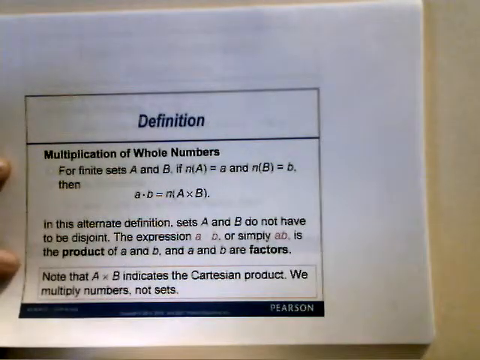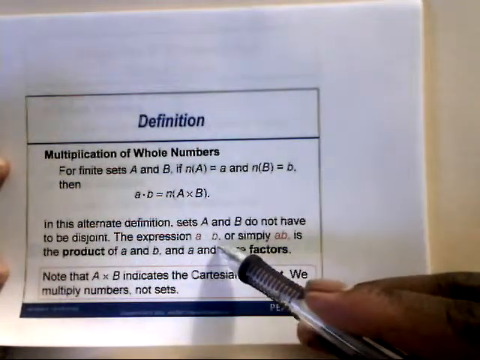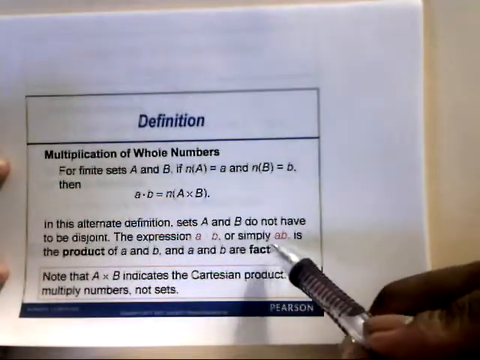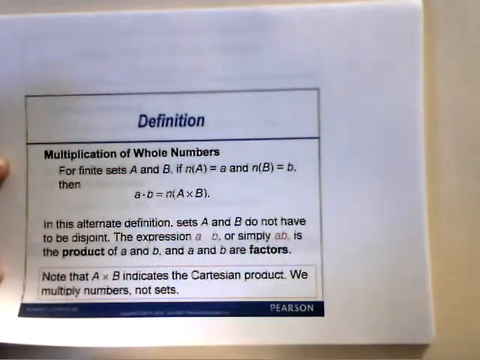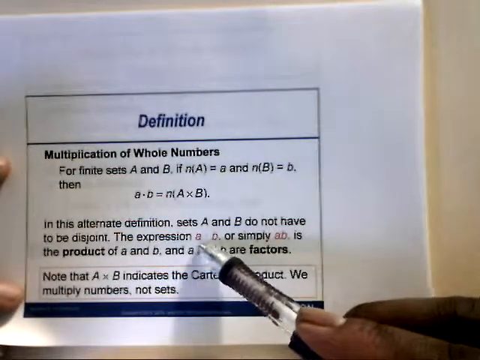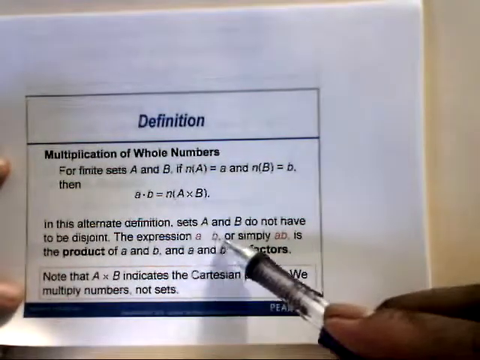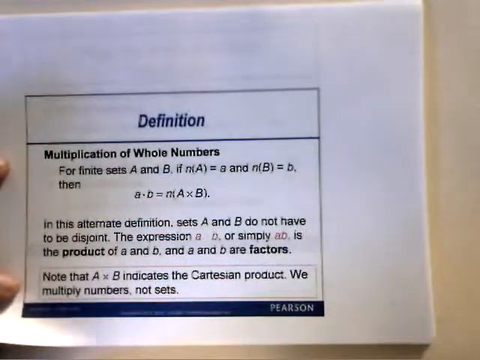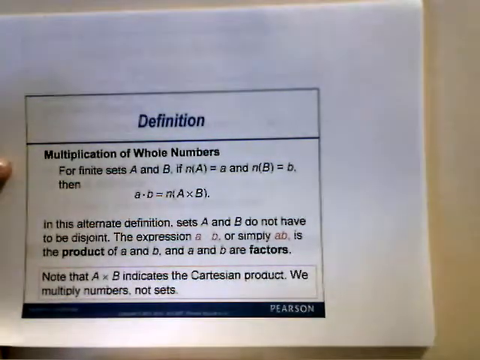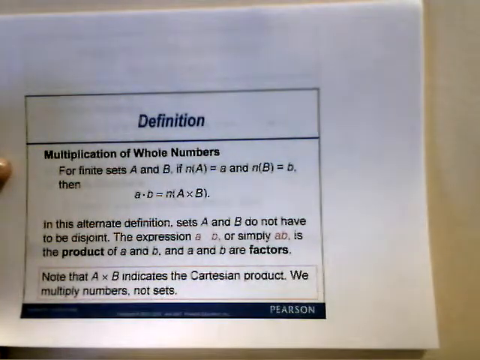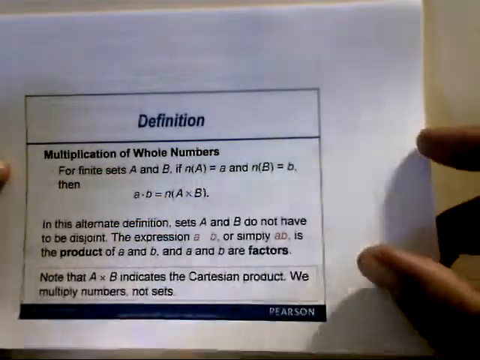So in this alternate definition, sets A and B do not have to be disjoint. The expression A with a dot in between it and then B, or we can write that as AB, either way represents a product of A and B, and A and B are called factors. In other words, these two factors will give me an answer when you're multiplying. So A is a factor and B will be a factor. Now keep in mind that A cross B indicates the Cartesian product. Here we multiply numbers and not sets.